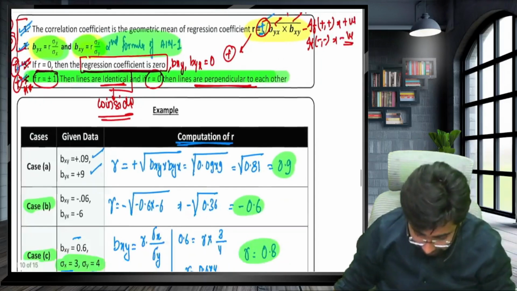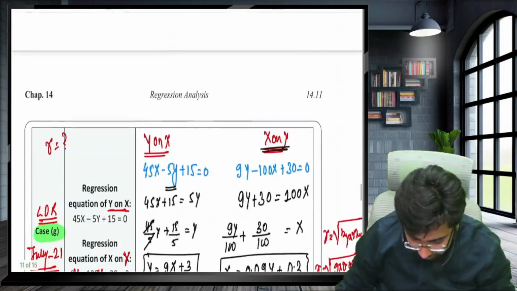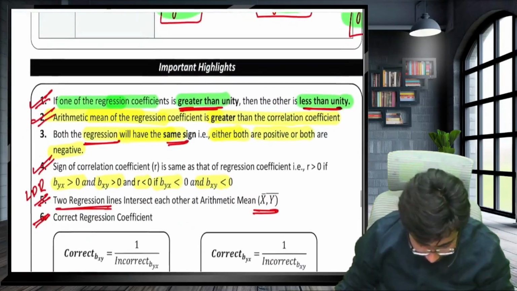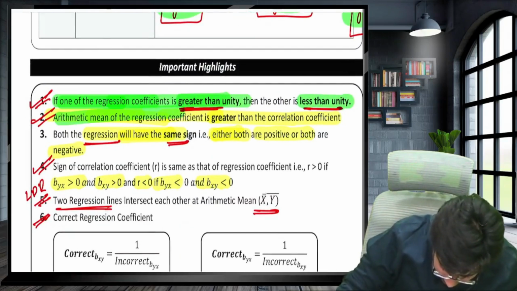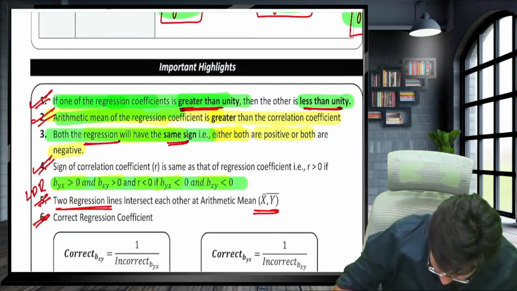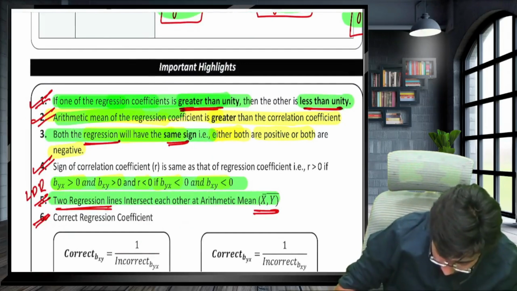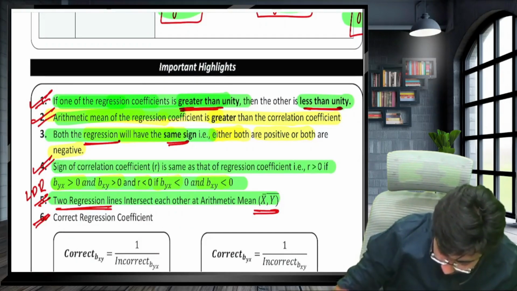Okay, guys, then we have completed the practical part of this. We have discussed the important highlights, this point, this point, this point, and this point. They intersect each other, their mean, and the sign of correlation remains the same. Yes, this we have discussed.